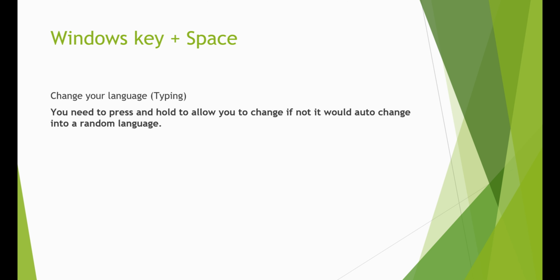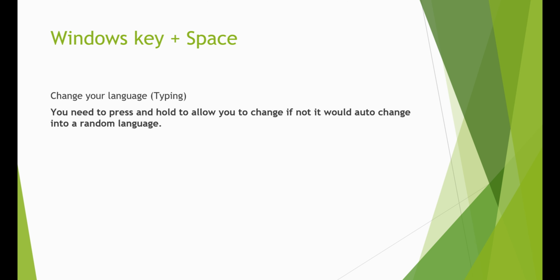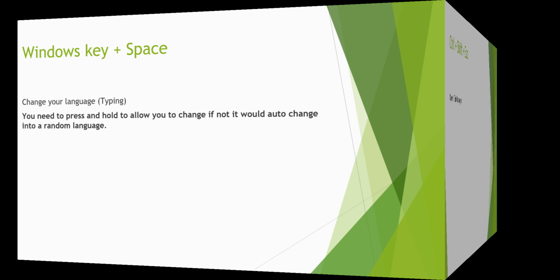Windows logo key plus Space changes your language, for what you have installed. You need to press and hold to allow you to change, if not it will automatically change to a random language. So hold the Windows key and hold Space to switch your language. This one's only for typing, not your whole computer. When you let go of the Windows key, it applies the language.